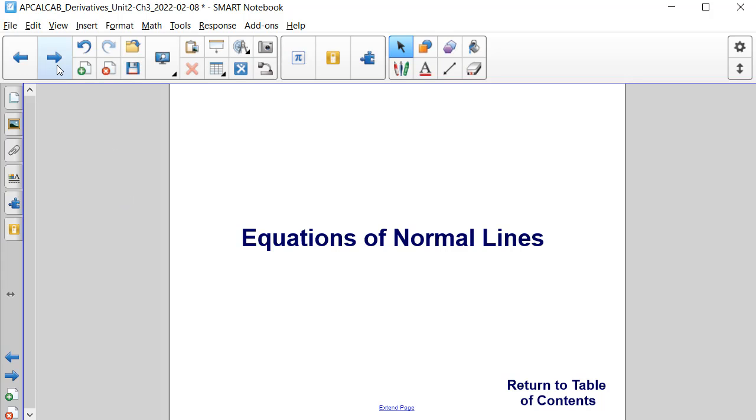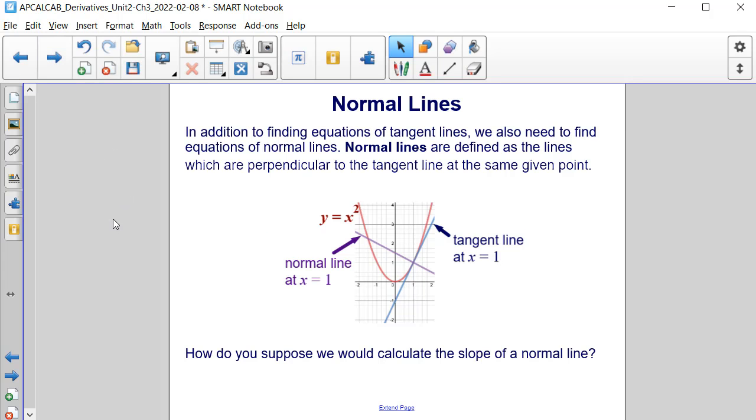Equations of normal lines. In addition to finding equations of tangent lines, we also need to find equations of normal lines. Normal lines are defined as lines which are perpendicular to the tangent line at the same given point.